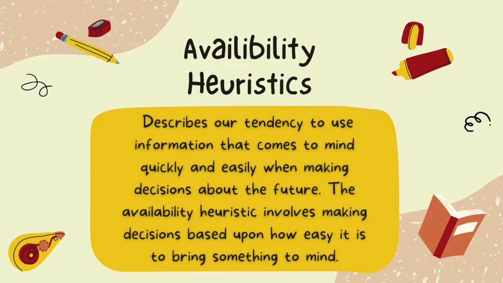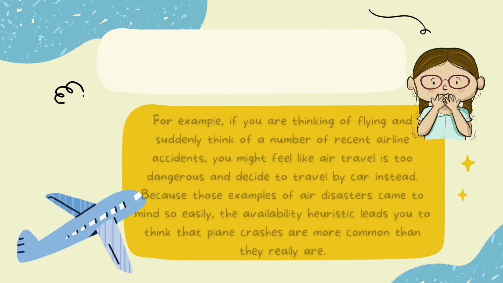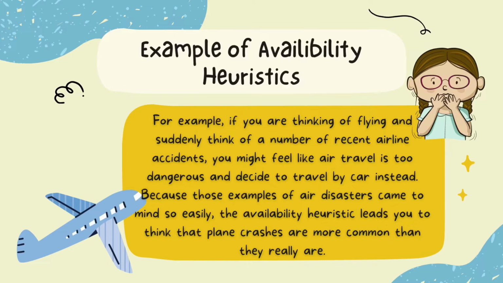It describes our tendency to use information that comes to mind quickly and easily when making decisions about the future. The availability heuristics involve making decisions based upon how easy it is to bring something to mind. Let's take a look at the example. If you are thinking of flying and suddenly think of a number of recent airline accidents, you might feel like air travel is too dangerous and decide to travel by car instead, because those examples of air disasters came to mind so easily. The availability heuristics leads you to think that plane crashes are more common than they really are.